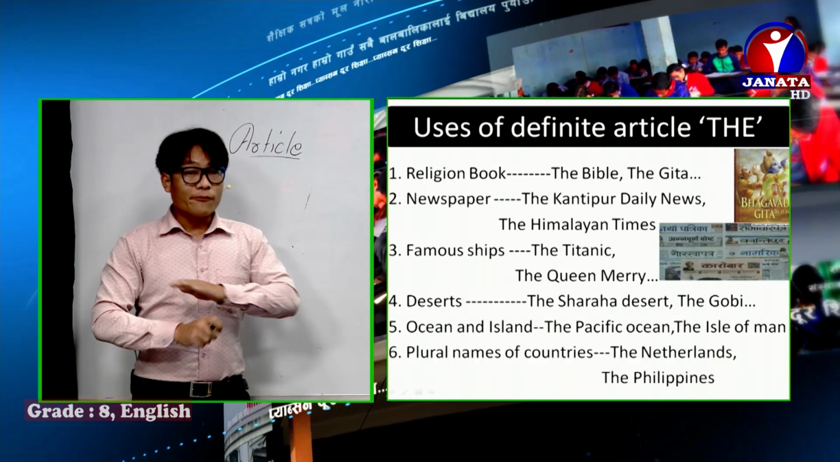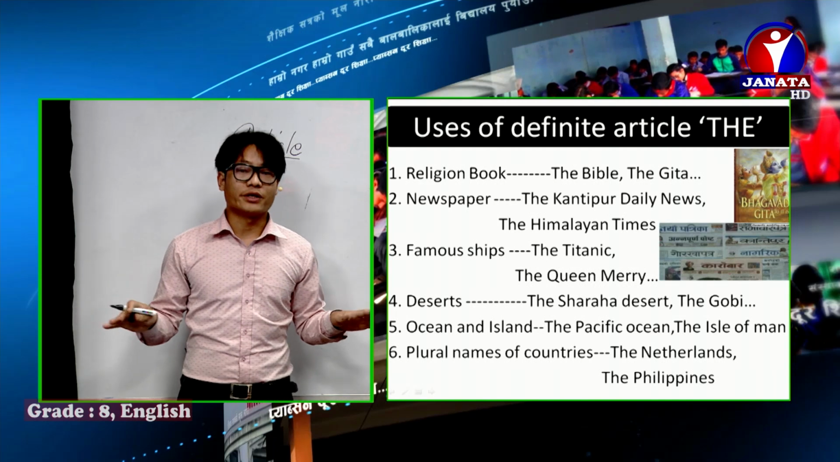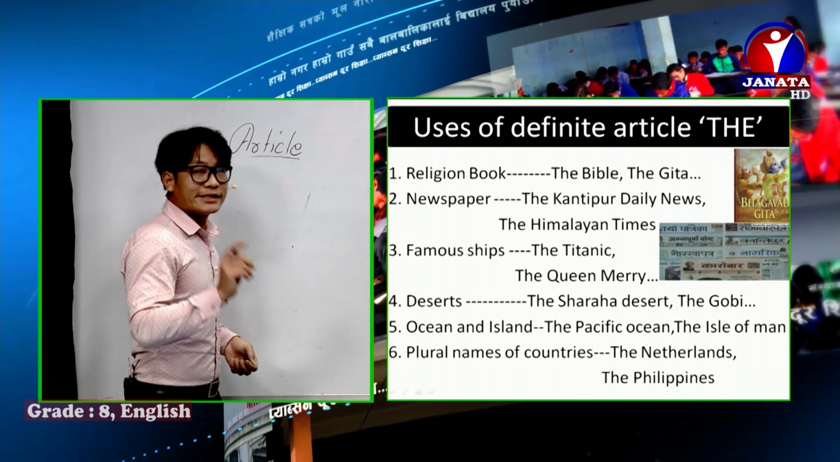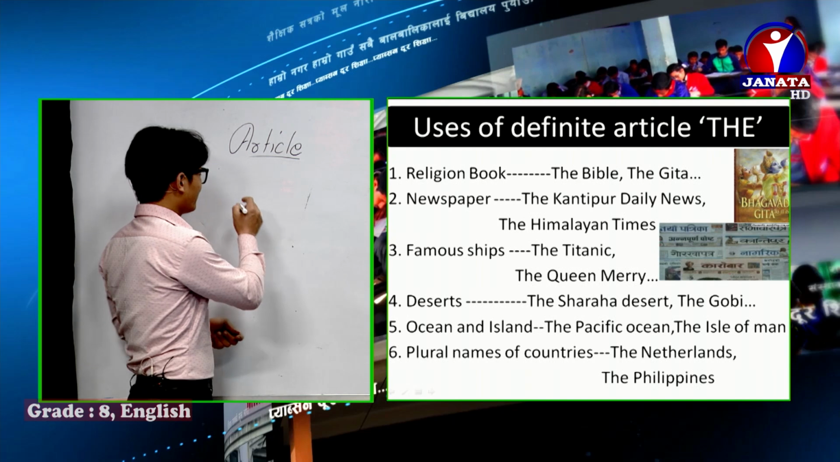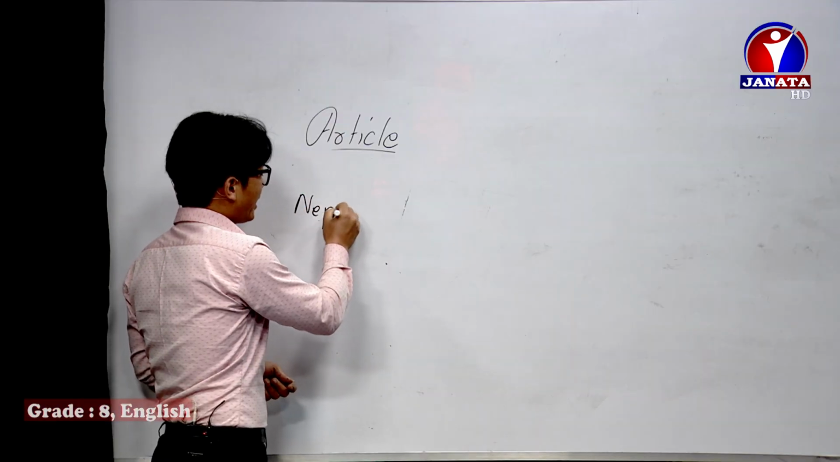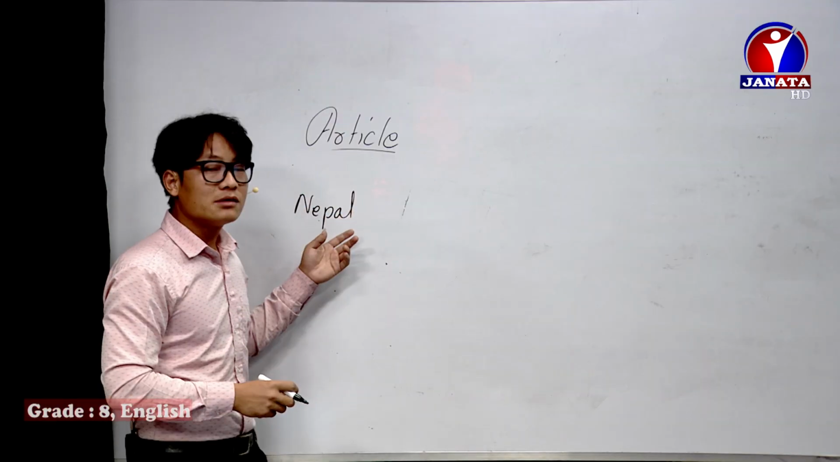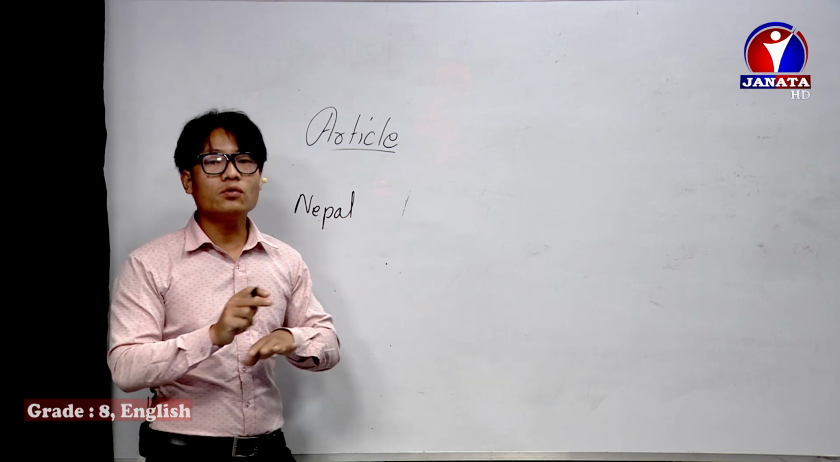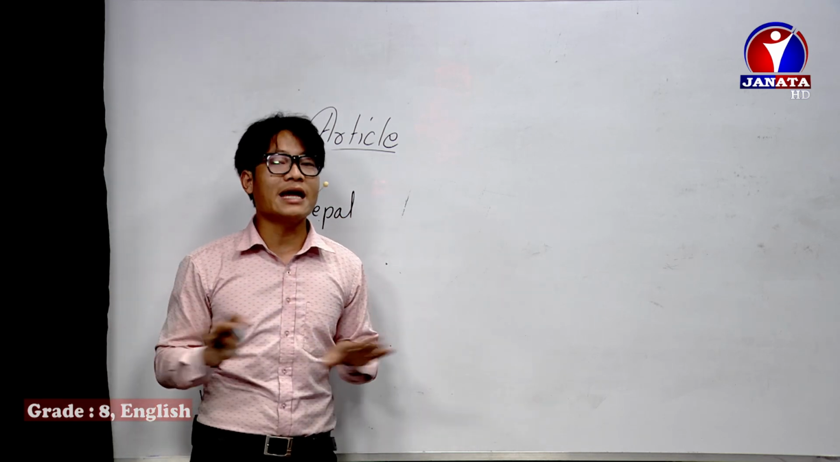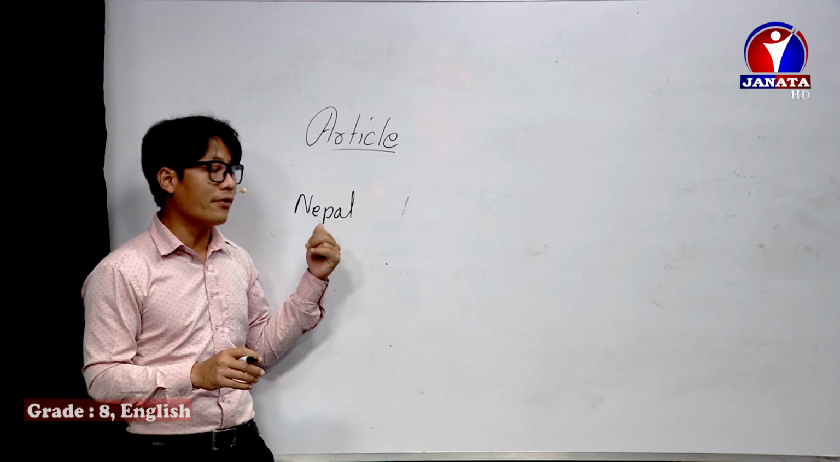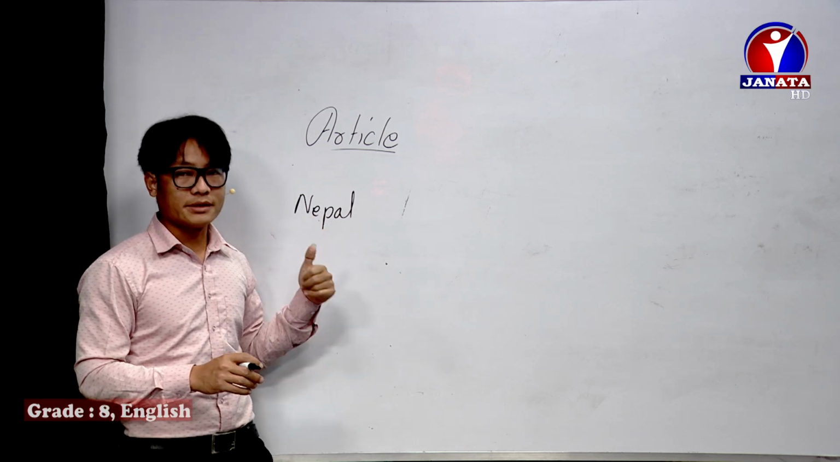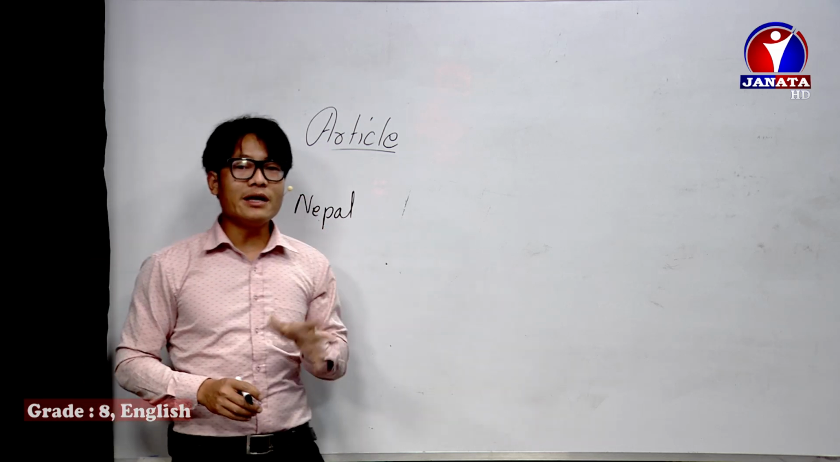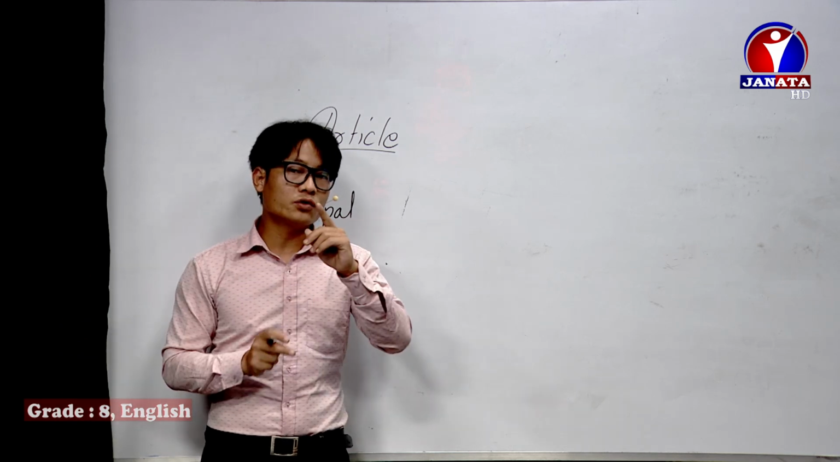Next, plural names of country. If there is a singular name of country, like Nepal, if there is only Nepal, then you should not use any article, because this is a proper noun. But if there is a plural noun of country, then you should use the article.